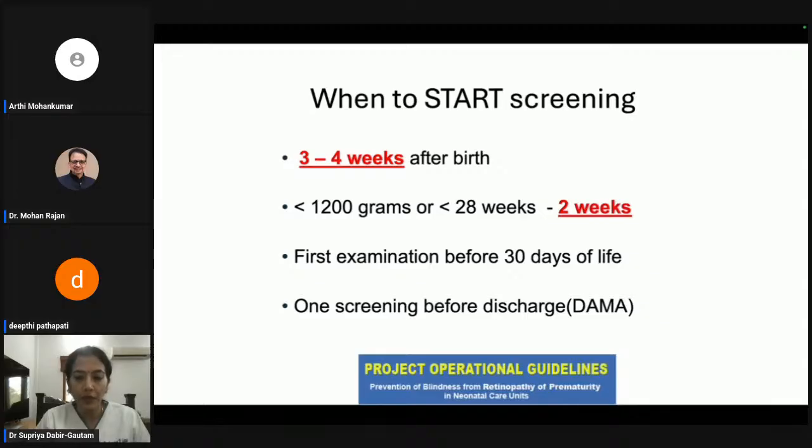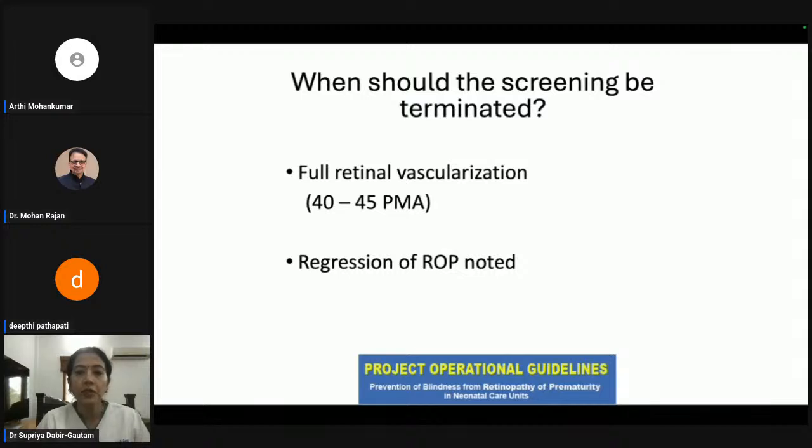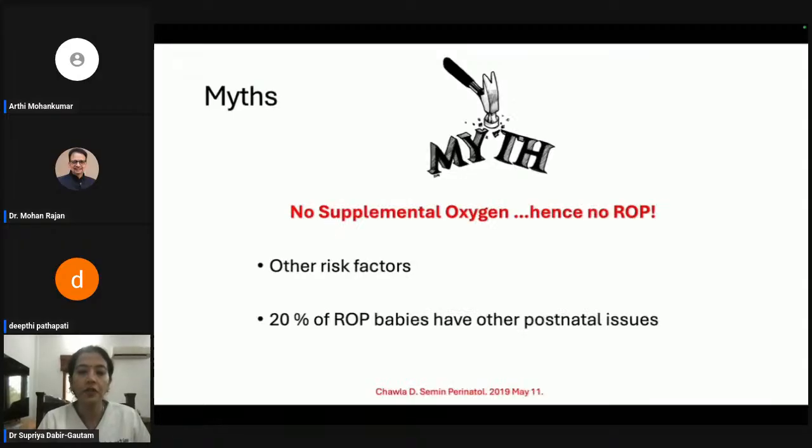And if the baby is going DAMA, sometimes what happens is they spend a lot of money on the ventilator, they end up spending a lot of money in the NICU, and then they want to switch hospitals or they just want to take the baby away. So you have a lot of babies who go on discharge against medical advice. You owe that baby at least one screening before the baby is discharged. When should you stop screening is when the blood vessels reach the periphery of the retina or the ora serrata. That's full retinal vascularization, which takes 40 to 45 weeks post-menstrual age, or you see regression of ROP.